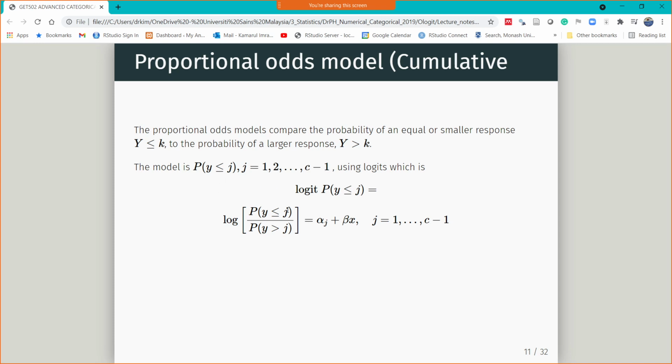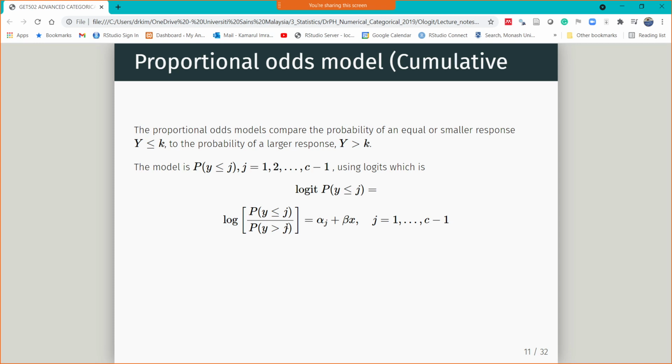So you are comparing the probability of y equal or less than j, which is this one k, against the probability of y bigger than j. Maybe I should have used k here, not j. Yeah? So that's how the proportional odds model works.